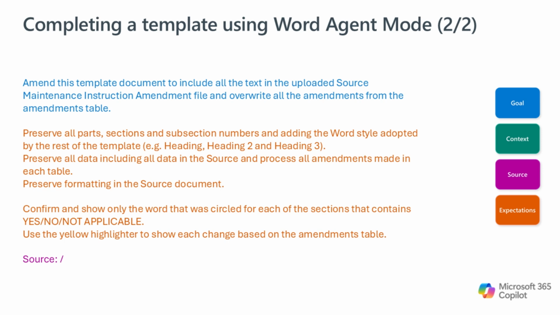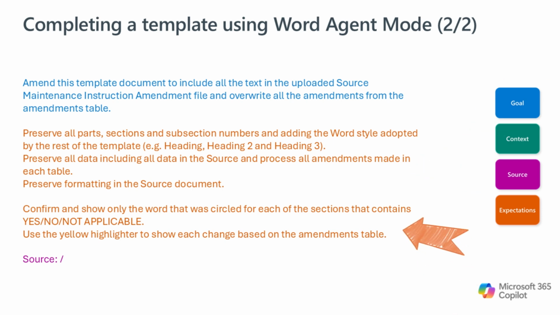Now, this prompt is going to be used as part of the agent mode for Word inside of the Word document. We're going to be pasting this in and making sure that we instruct Copilot to amend this template document to include all of the text which we've uploaded as part of our initial instruction set. We want to preserve all parts and sections and subsection numbers, and we want to make sure that we're adding the Word style that's adopted as part of this template. That includes things like headers, text, and formatting.